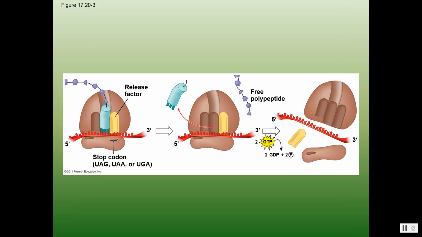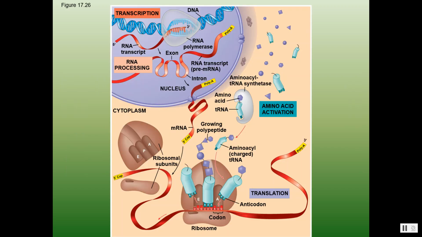Now, when we get to the end, the stop codon, that UAA, UAG, or UGA, when the stop codon is reached, the polypeptide comes apart. And now the polypeptide is free to go do what it wants to do. Fold up, be functional, be a purple protein, whatever it wants to do. Everything else, the ribosome, the mRNA, etc., can all be reused.